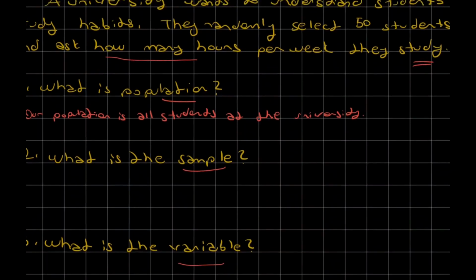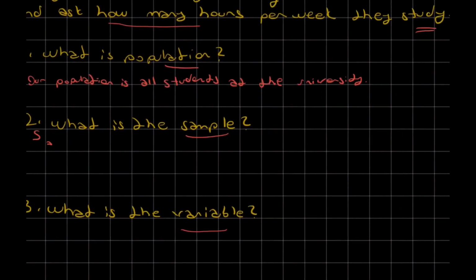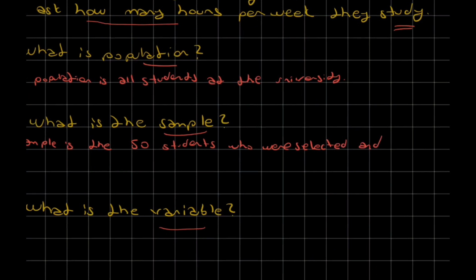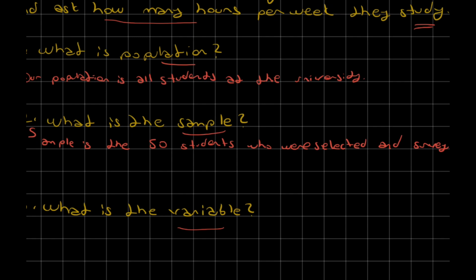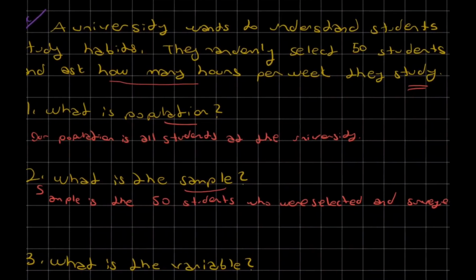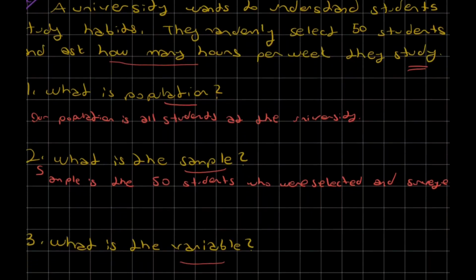What is the sample? The sample is the 50 students who were selected and surveyed. Popülasyonumuz öğrencilerdi. Sample'ımızda öğrencilerin içindeki 50 öğrenci olmuş oluyor. Yani aslında onun alt alanı olmuş oluyor. Popülasyon bizim buyken sample'ımız daha içindeki alanımız yani örneklememiz oluyor.